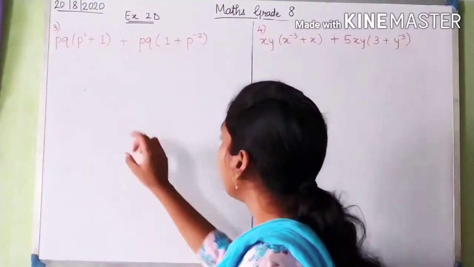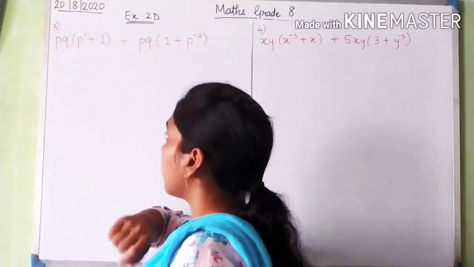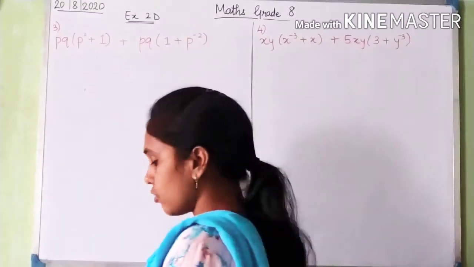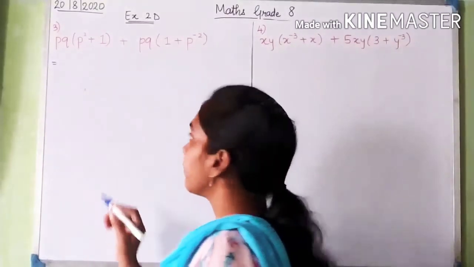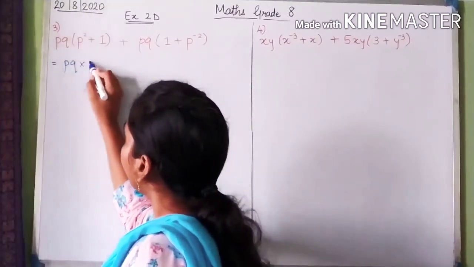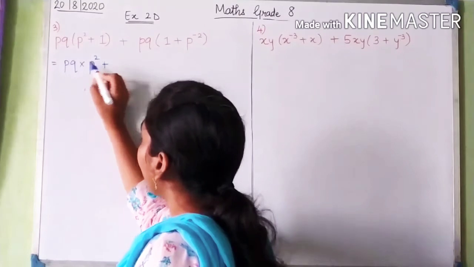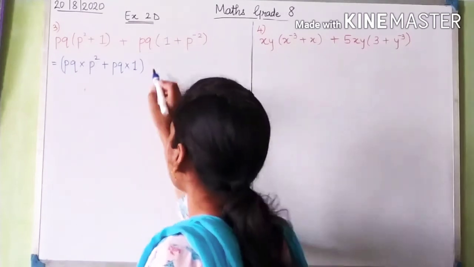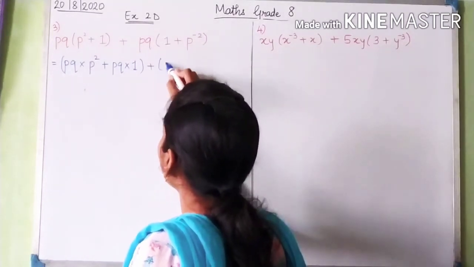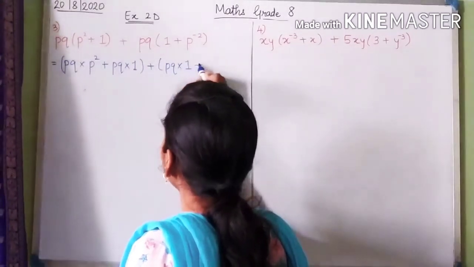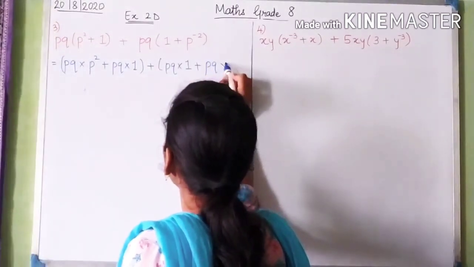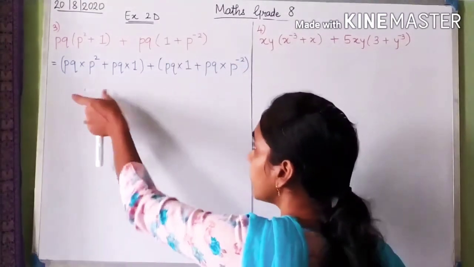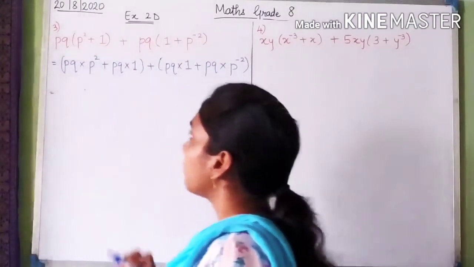Okay. So let's solve. So first, for the first expression, I need to multiply this PQ to each term which is there inside. So PQ multiplied by P square, the first term, then plus PQ multiplied by 1. Okay. So this is the first expression. Now the second expression, PQ multiplied by 1 plus PQ multiplied by P raised to minus 2. Okay. This is the second expression. Now we multiply each term. PQ multiplied by P square.